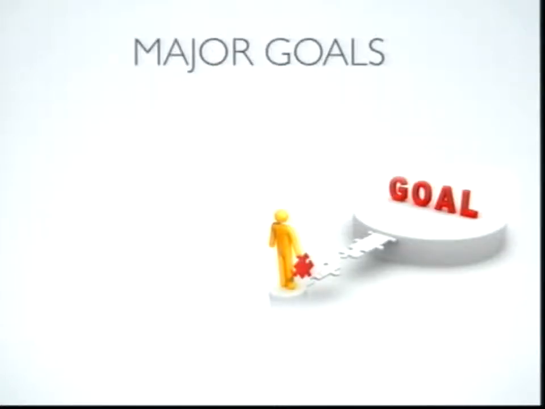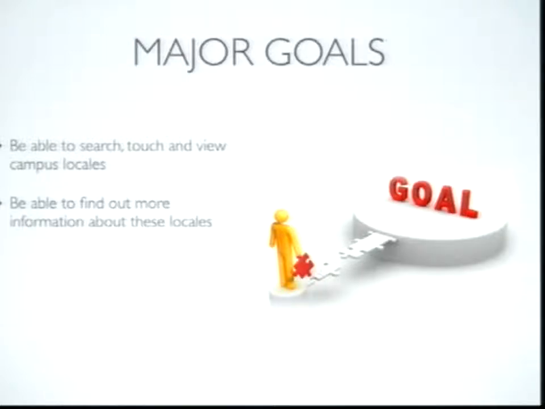Firstly, I wanted the user to be able to search, touch, and view campus locales. That's, of course, the most basic one. Next up, I wanted the user to not only be able to touch and display the information, but find out more about these places as well. Next up, I wanted the user, from his current location, to be able to find certain key areas such as ATMs, F&B outlets, parking, and bus stops.